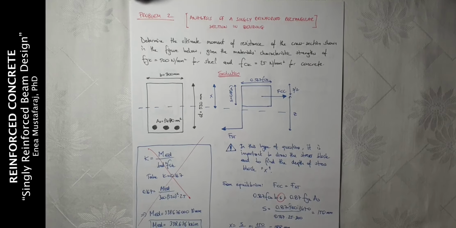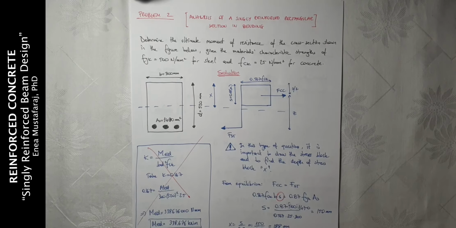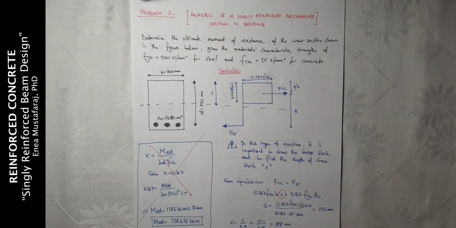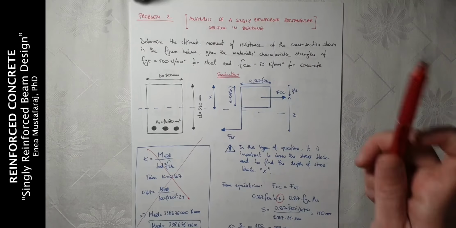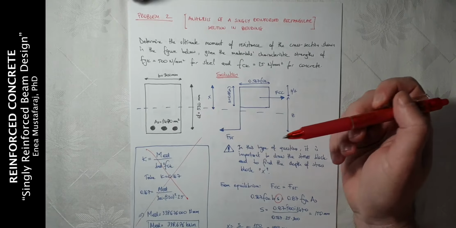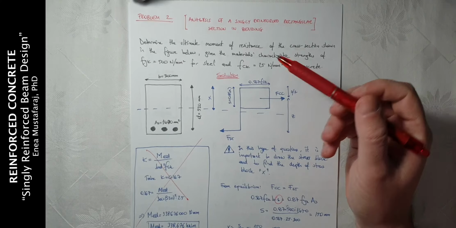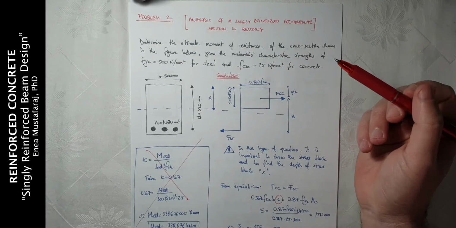For problem number 2, we have a different approach. We have the analysis of a singly reinforced rectangular section in bending, and we are required to determine the ultimate moment of resistance of the cross-section shown in the figure below, where we are given the material characteristic strengths of 500 N/mm² for steel and 25 N/mm² for concrete. The section in the figure has a width of 300 mm, an effective depth of 520 mm, and an area of reinforcing steel of 1470 mm².